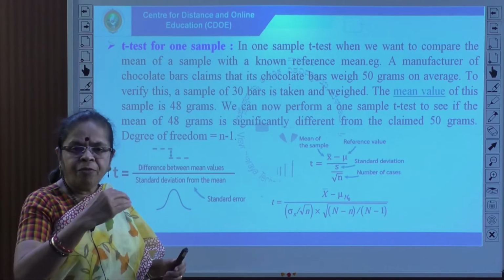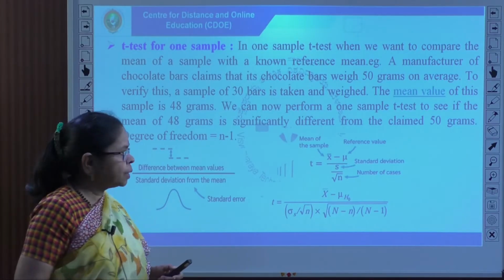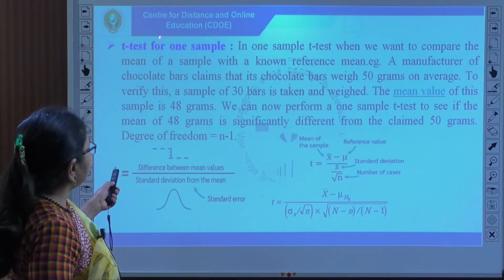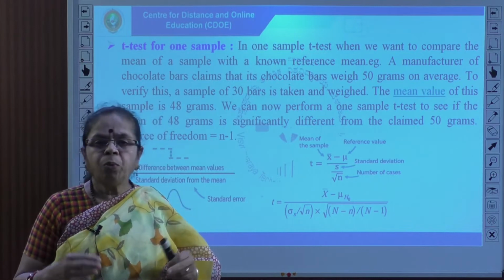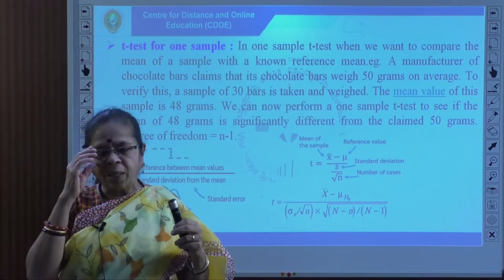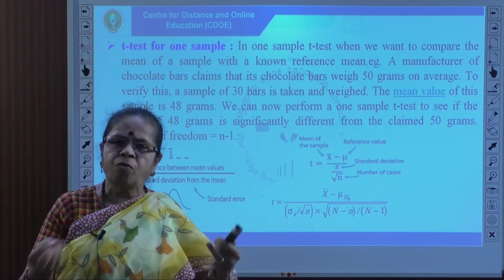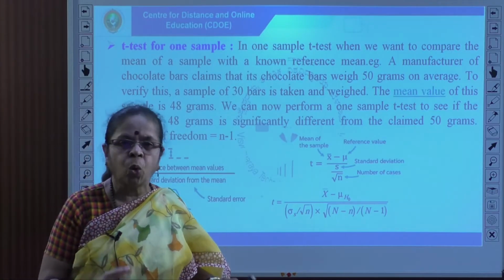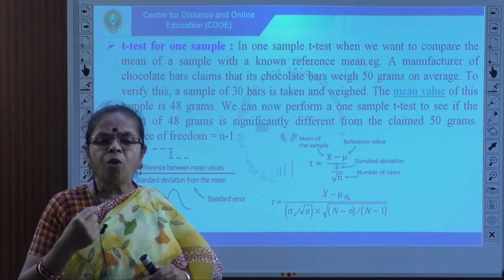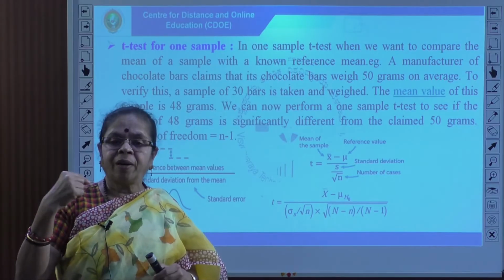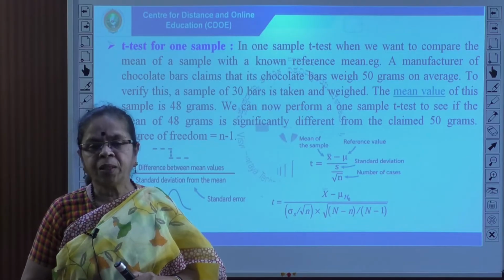Now, there are different types of t-tests under different conditions. The first one is the t-test for one sample. One sample does not mean just one unit or one group. The sample you have taken can consist of 100 people, 500 experiments, or 10 stores. In a one sample test, we want to compare the mean of a sample with a known reference mean, similar to our z-test.